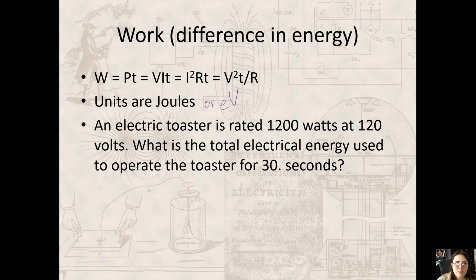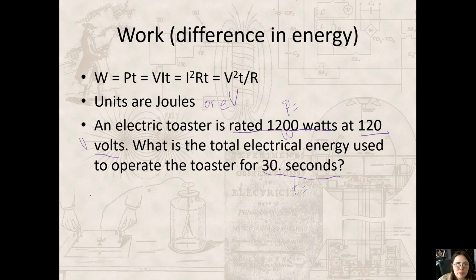So here's an example. It says an electric toaster is rated to 1200 watts. This is power, at 120 volts. This is potential difference. What is the total electrical energy, which is work, used to operate the toaster for 30 seconds?